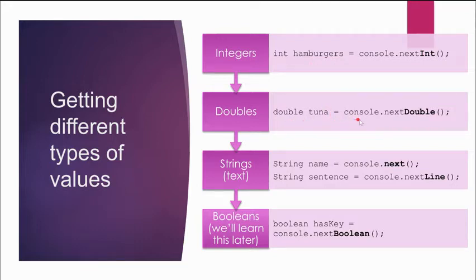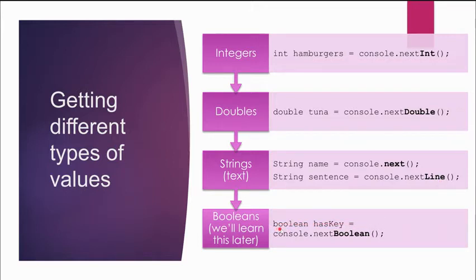Likewise, double tuna equals console.nextDouble will read a number that could fit into a double and return that value to be stored in tuna. Now there are two different methods for capturing strings. For instance, if you're going to ask for a name that's just a single name, like a first name only, we would say console.next. If we wanted more words than just one, we would want to use nextLine. For instance, String sentence equals console.nextLine, which captures the entire line and not just a single word.